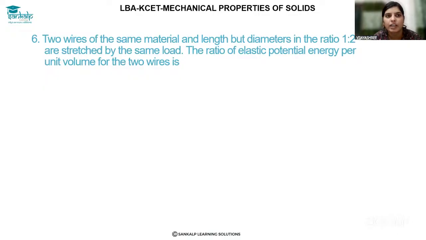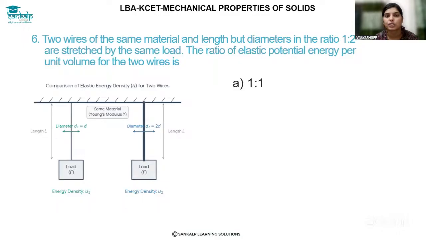I am Vijay. We are discussing KCET questions of the chapter Mechanical Properties of Solids. Let us look at question number 6. Two wires of same material and length but diameters in the ratio 1:2 are stretched by the same load. The ratio of elastic potential energy per unit volume of the two wires is: option A 1:1, option B 2:1, option C 4:1, and option D 16:1.